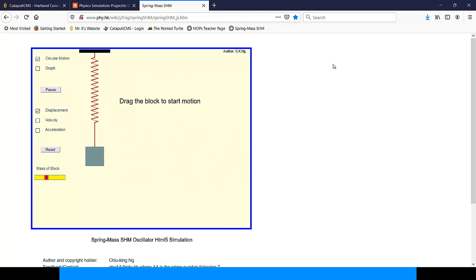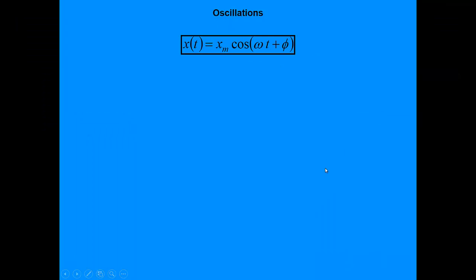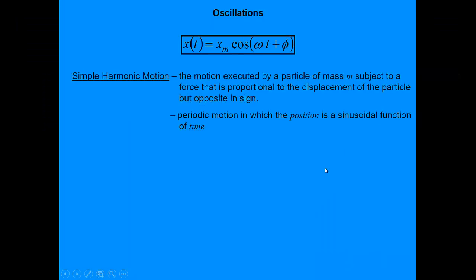So let's see, stopping that and going back. This gives us a second definition for simple harmonic motion. So here's the first one: the force is proportional to the displacement but opposite in direction. It's also, simple harmonic motion can be described as periodic motion in which the position is a sinusoidal function of time. That's a really fun word. Try saying that. Sinusoidal function of time. That means when we graph position as a function of time, we get a cosine or sine curve.